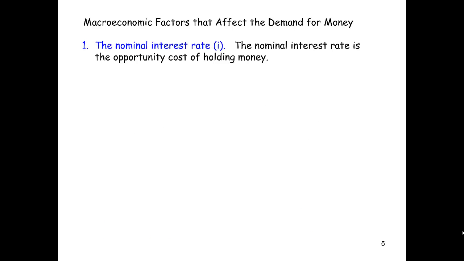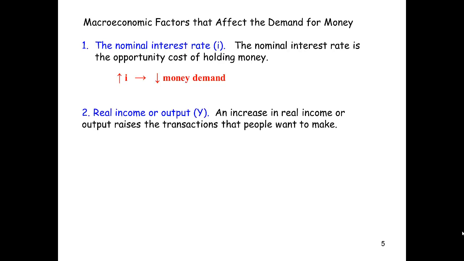So let's think about the macroeconomic factors that affect the demand for money. First, there's the nominal interest rate. We just talked about that. That's the opportunity cost of holding money. An increase in the nominal interest rate should reduce money demand. Real income or output is another macroeconomic factor. An increase in real income or output raises the transactions that people want to make. Thus, an increase in real income or output should raise money demand.